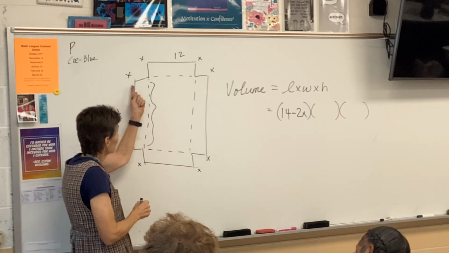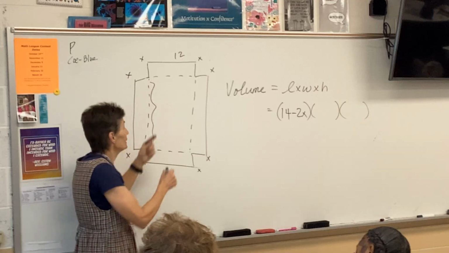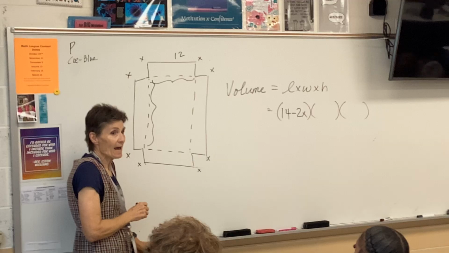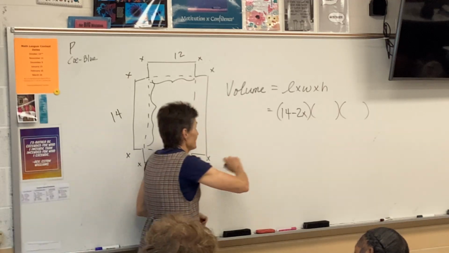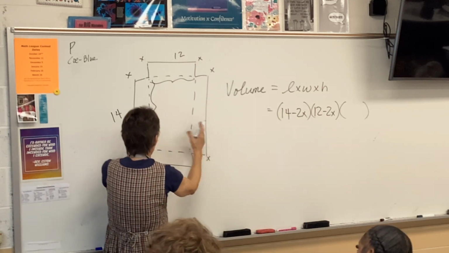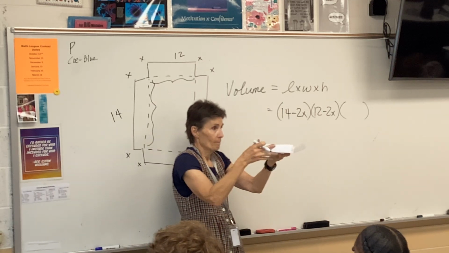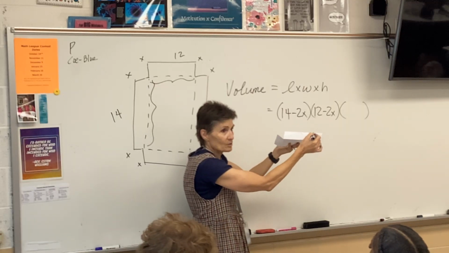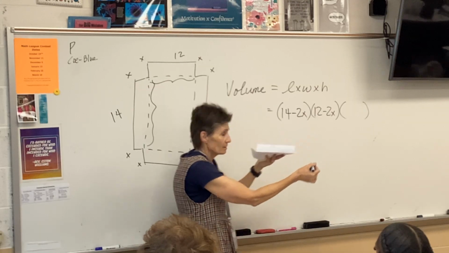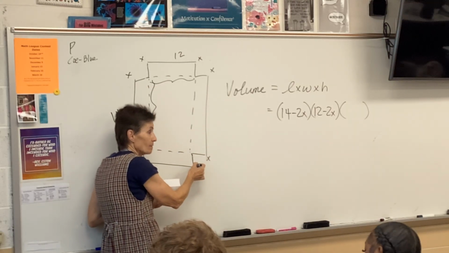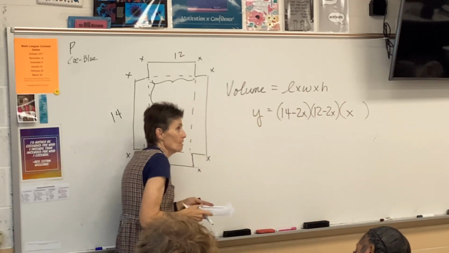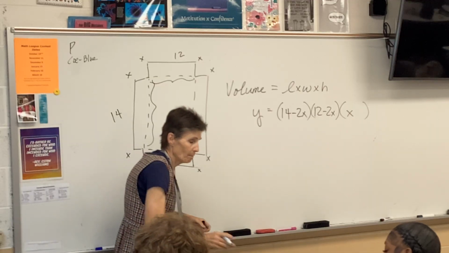Now, in the beginning, the paper was 12. But this is not 12. What is that? 12 minus 2x. And then I folded these up. This is the height of the box, right? Well, what's the height of the box? Isn't that just x? So there is my formula for the volume of my box.